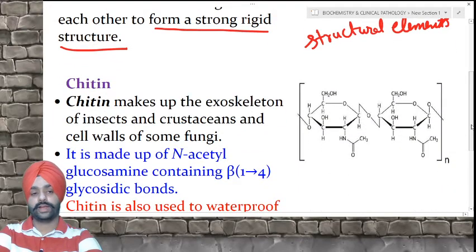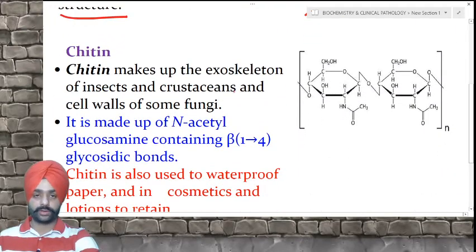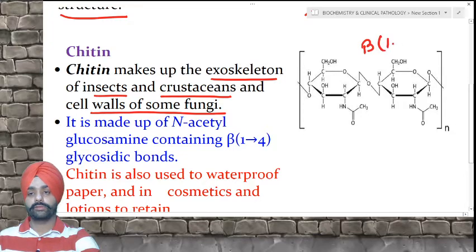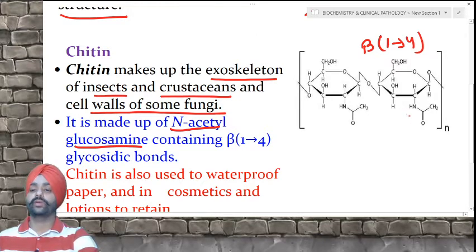The next one is chitin. It makes up the exoskeleton of insects and crustaceans and the cell walls of some fungi. Now, see here, it is also a beta 1,4 linkage and it is made up of N-acetyl glucosamine. The structure is not simply glucose, but N-acetyl glucosamine.